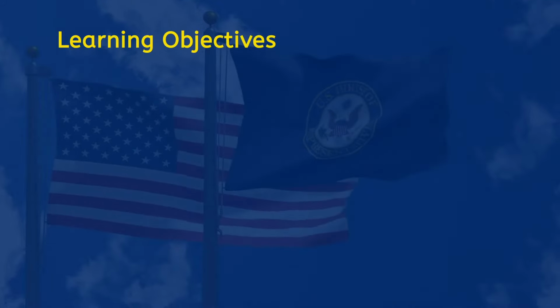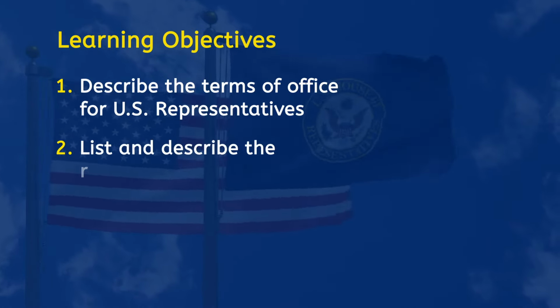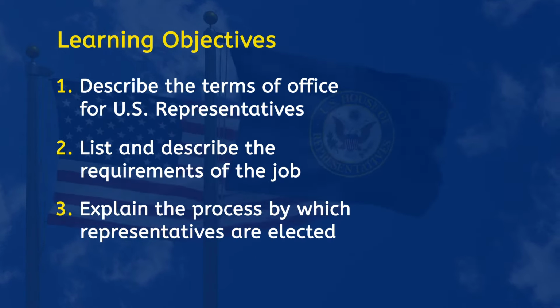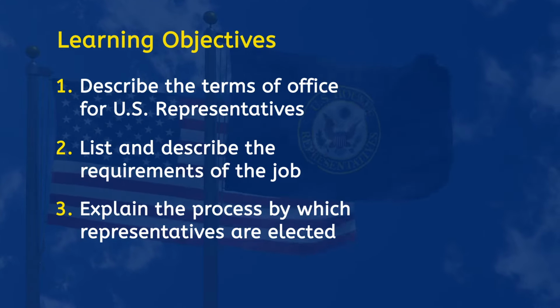Our objectives today are to describe the terms of office for U.S. representatives, list and describe the requirements of the job, and explain the process by which representatives are elected. You may want to print out the guided notes now if you haven't done so already.